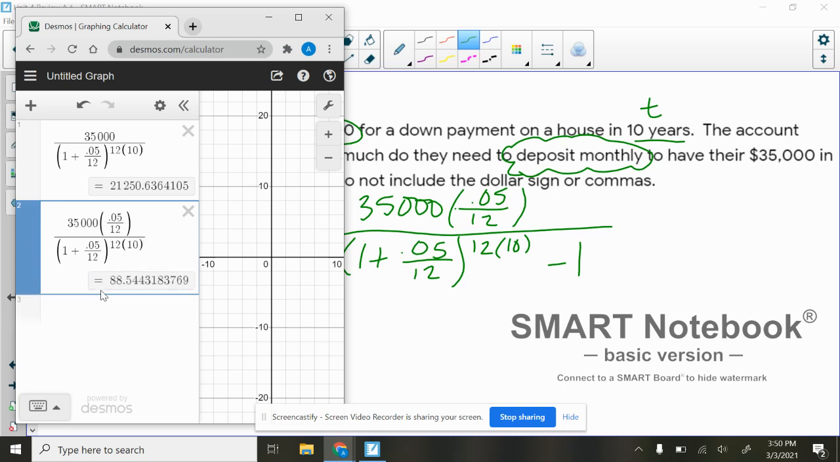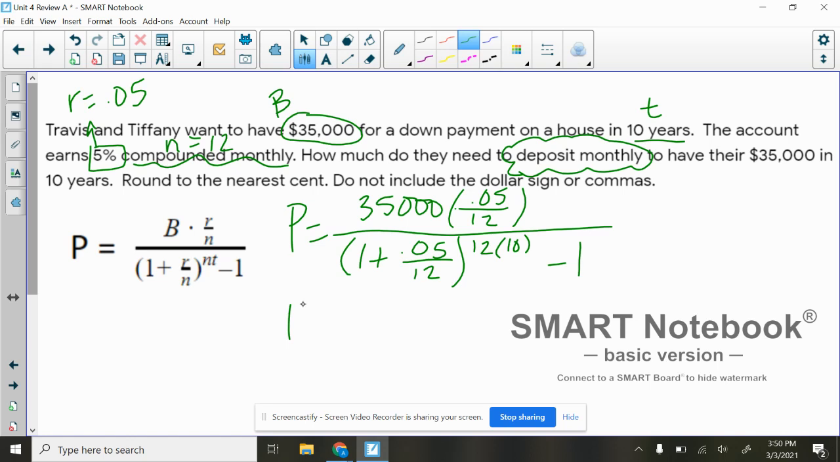You guys, just like on that other formula, the -1 does not belong in the exponent. So make sure you arrow over and type your -1 in just on the regular line. So this is what they would need to deposit monthly to have 35 grand saved up in 10 years: $225.395. So this would be their monthly deposit.